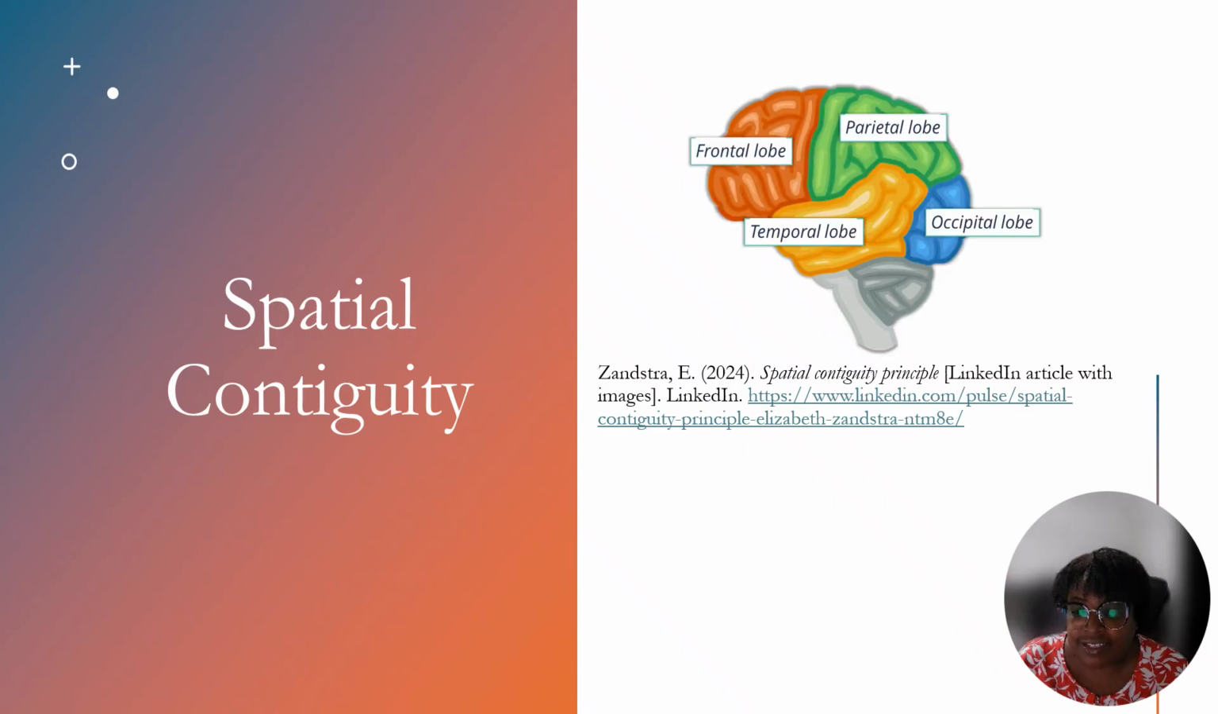What is suggested is to actually place the labels on the parts themselves, and the proximity of the words to the diagram makes a big difference in the amount of cognitive load that is used by the learner to understand the different parts of the brain. That is spatial contiguity, how close those words are to what they are labeling.